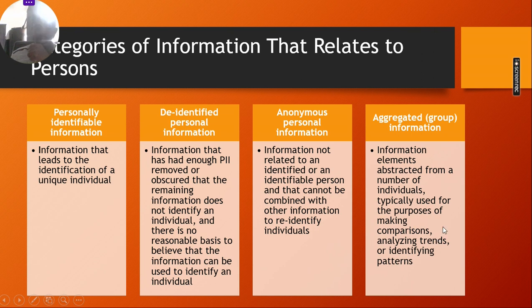Market researchers do this a lot to find out how a product is doing in the market, or what they are not doing well that their competitors are doing better. So they use this to find the trend and pattern, what people are liking, so that they can go for a close substitute to what they had before. So these are 4 different segments of information: personally identifiable information, de-identified information, anonymous personal information, and aggregated information.